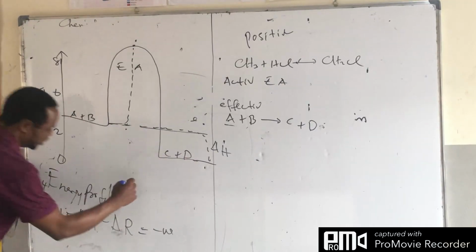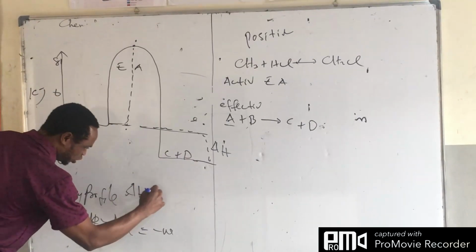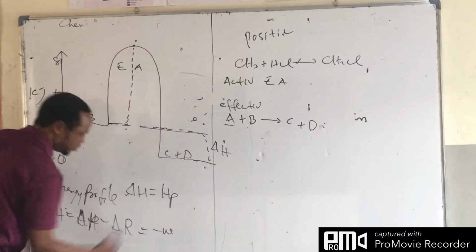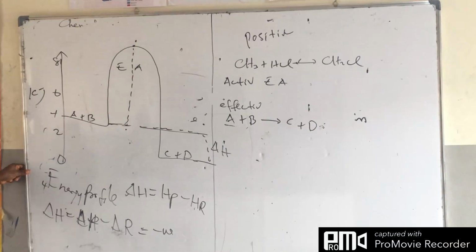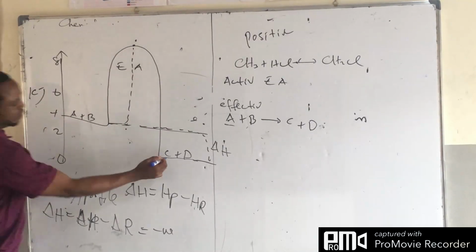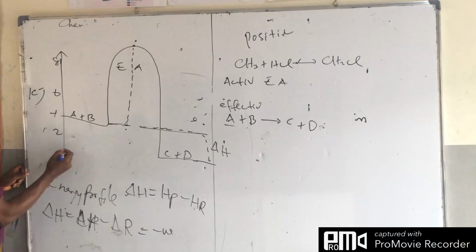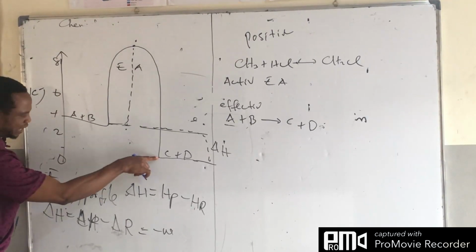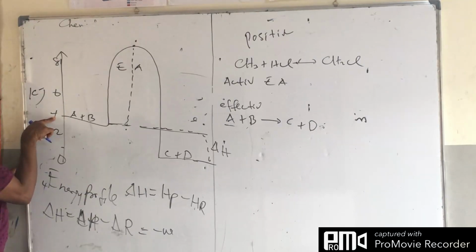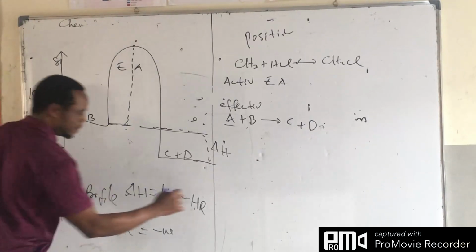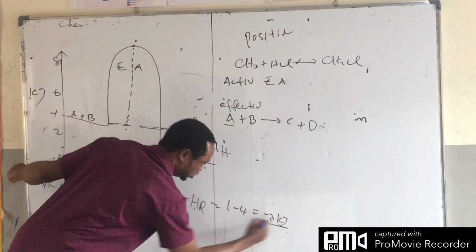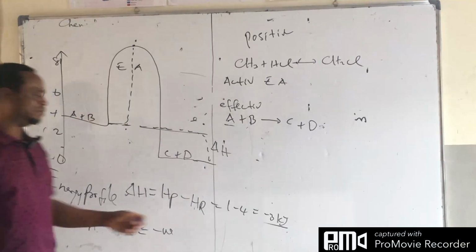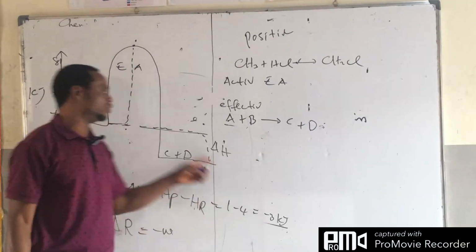Now, the formula given is: delta H is equal to heat of the product minus heat of the reactant. Now, this is the product, the reactant now. The product here should be 1, am I right? Then 1 minus 4. What is the answer? 1 minus 4 equals minus 3 kilojoule. Now, the answer is in negative form, which means this is what?